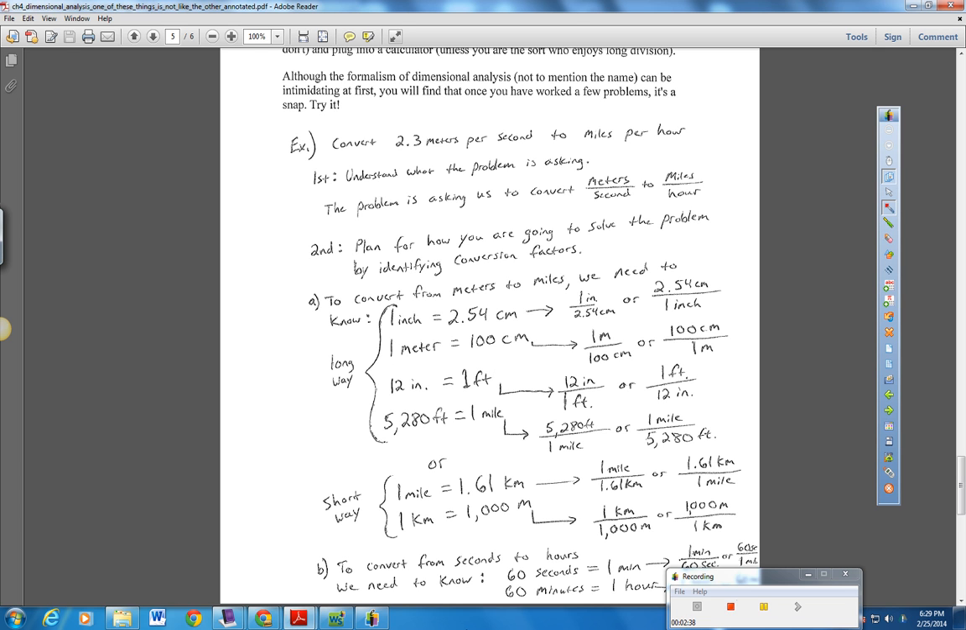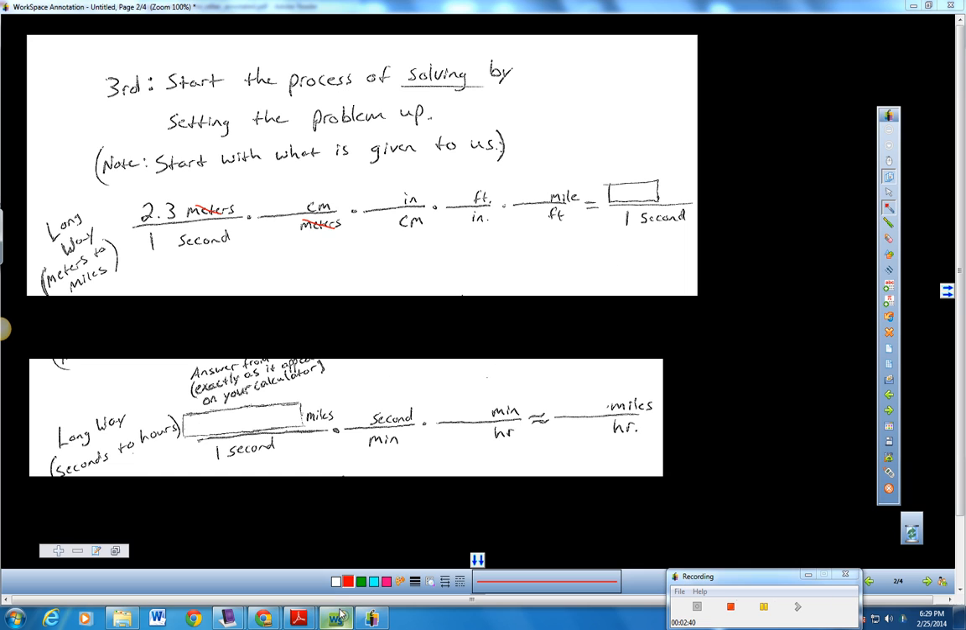And it might be common knowledge to you. Maybe you were sitting there saying, Mr. Claxton, I already know that. Okay, so in 1 meter, there's 100 centimeters. I then want the centimeters to cancel with the centimeters, common units.